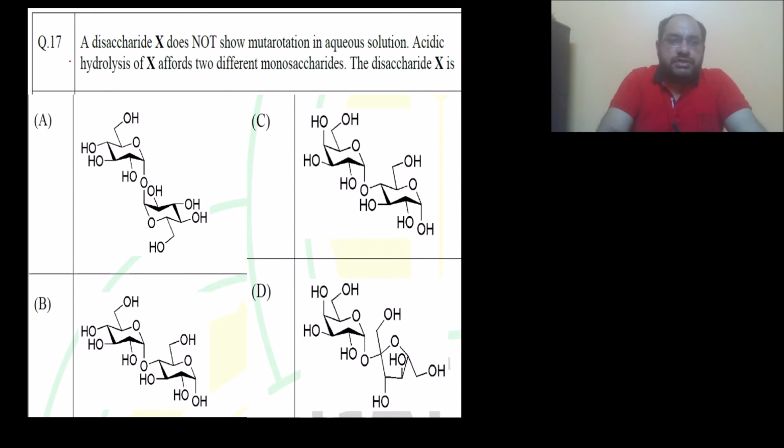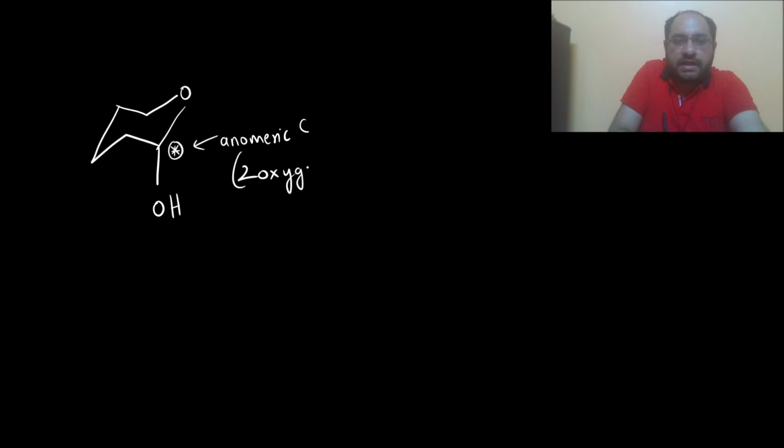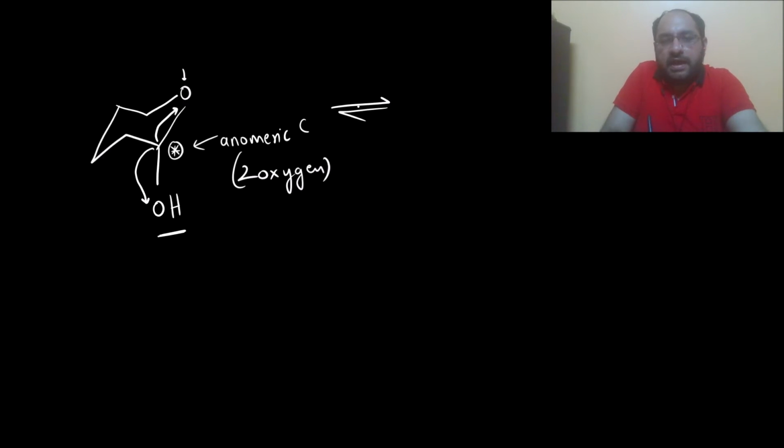Okay, let us see the next question. A disaccharide X does not show mutarotation in aqueous solution. So what is the criteria for a molecule to show mutarotation? The criteria is at the anomeric carbon. So this is the anomeric carbon. What is the meaning of anomeric carbon? Anomeric carbon is carbon attached to 2 oxygen atoms. So this carbon, you can see it is attached to this oxygen atom as well as the other oxygen atom. So at the anomeric carbon, if there is a free hydroxy group, then it can undergo ring flipping in aqueous solution.